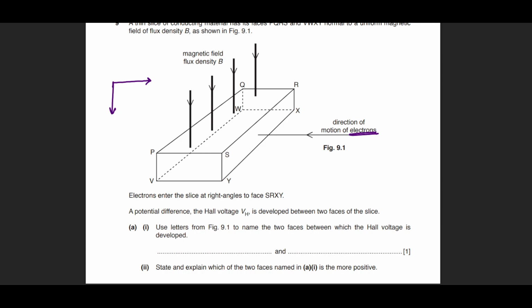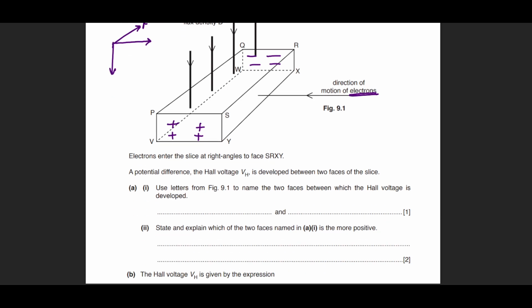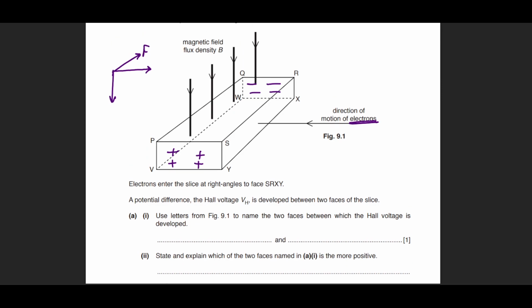So when I open up the thumb, I realize the thumb is actually pointing into the page somewhere here. So what's going to happen to these electrons? They're going to come and settle down on that face. So I can see that the negative charges are going to accumulate over there. The positive charge will be accumulating over here. He says use the letters to identify which surfaces will be used for the Hall voltage. So as we can see, one surface is positive, one surface is negative.